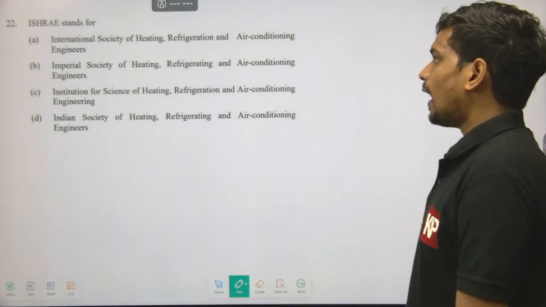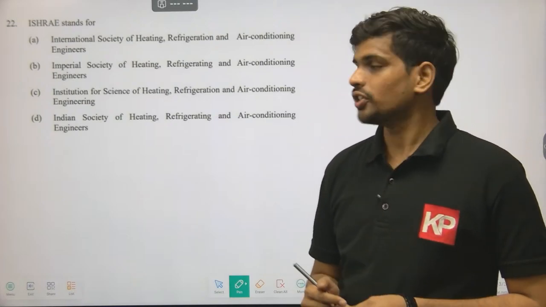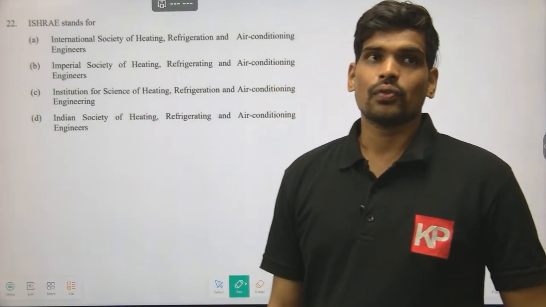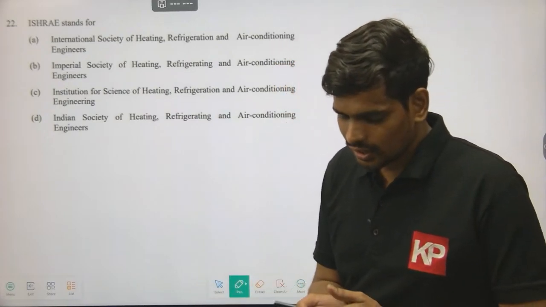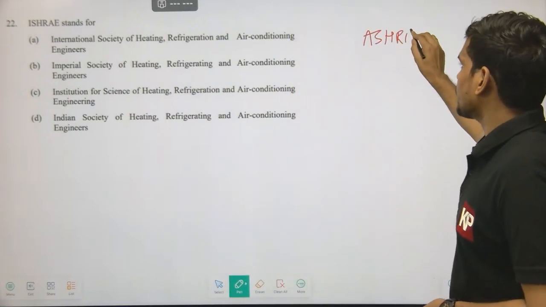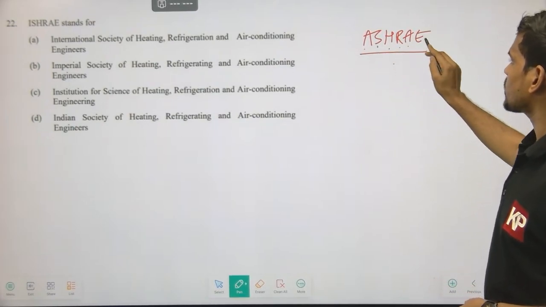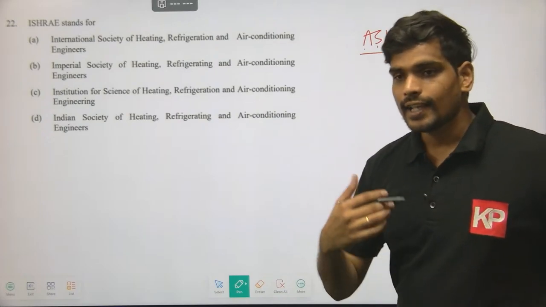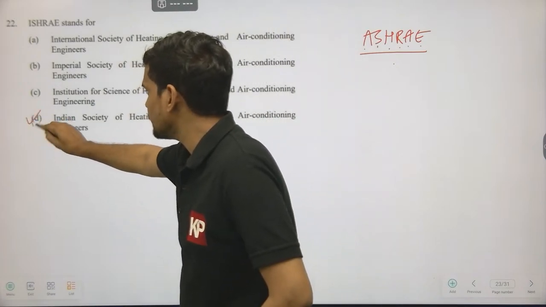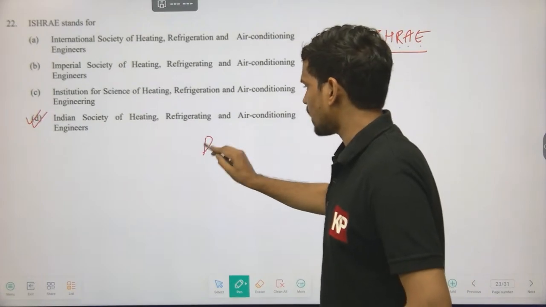Next one, ISHRAE stands for. So this basically is an organization, an institute, which developed from the concept of ASHRAE. ASHRAE is the American Society for Heating, Refrigeration and Air Conditioning Engineers. As an extension to it, even in India, ISHRAE started. ISHRAE is the Indian Society of Heating, Refrigeration and Air Conditioning Engineers. So that's the correct answer.